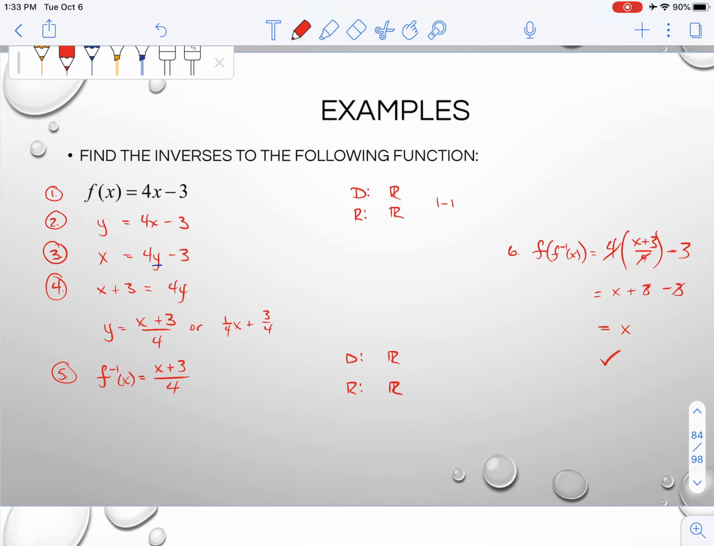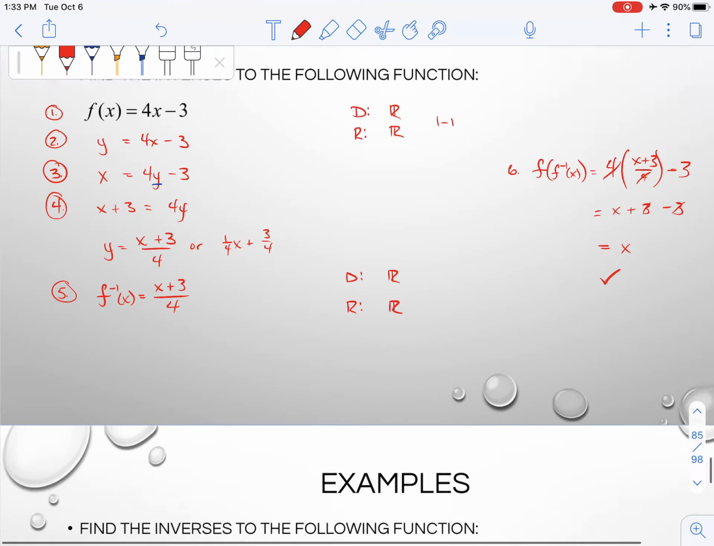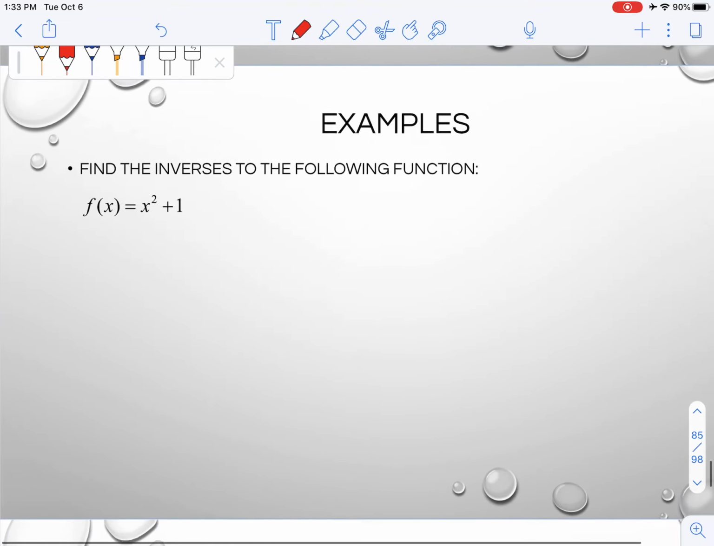Again, everything here on the left is what I'm really looking for, along with the domain and range of the function and inverse. The check, that's for you to make sure that you did things correctly. I'm not necessarily looking for that. All right? Let's take a look at the next one.